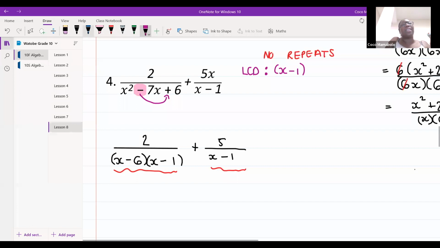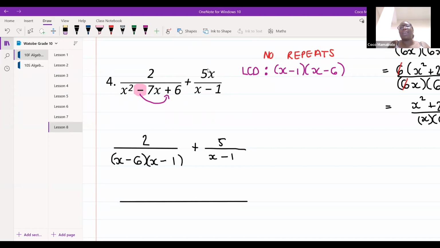What else is in my LCD, guys? What's missing from my LCD? Look at my denominator. What am I missing? I've got x minus 1 and x minus 1. What else is missing? Good. X minus 6 is missing. X minus 6. That's what's missing. Well done, Lubanzi and Tabang. That's what we're looking for. X minus 1 multiplied by x minus 6.